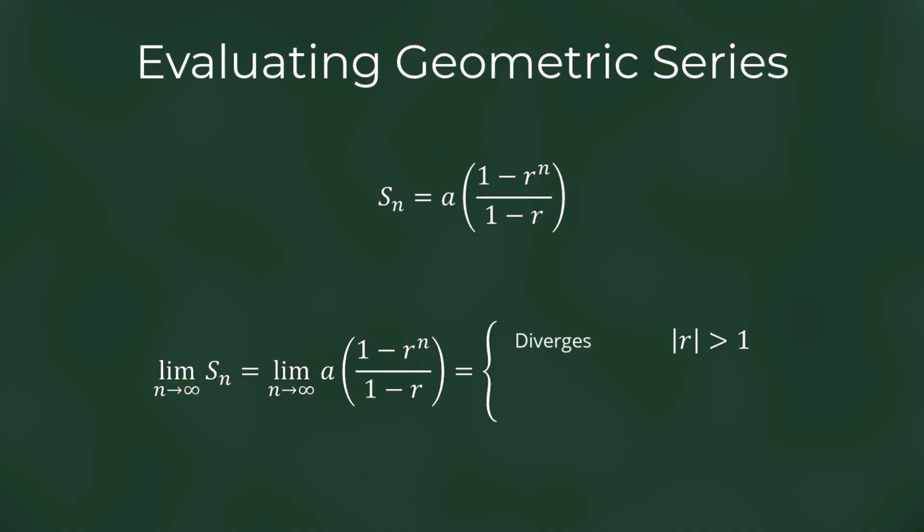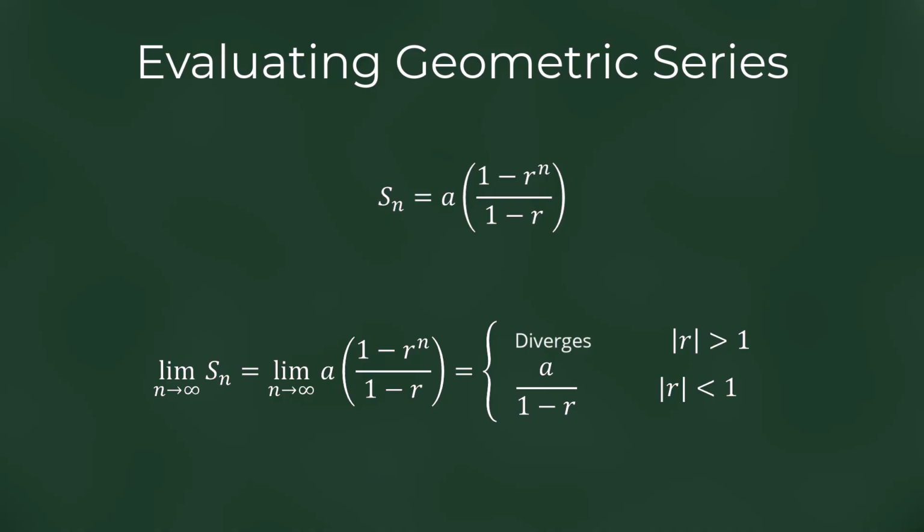On the other hand, if the absolute value of r is less than 1, in other words, r is a number between negative 1 and 1, as n goes to infinity, that quantity is going to go to 0. And then we'll see that our limit is equal to a over 1 minus r, and hence we have a formula for evaluating our series when the absolute value of r is less than 1.